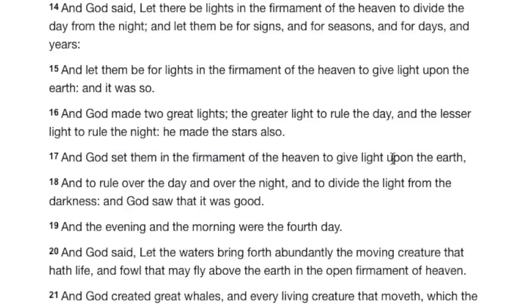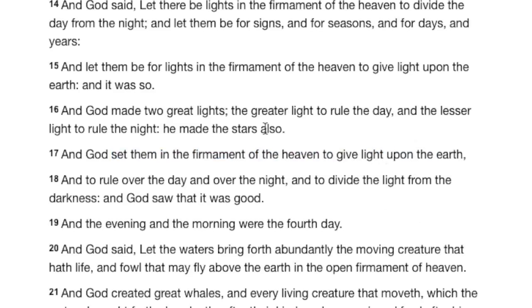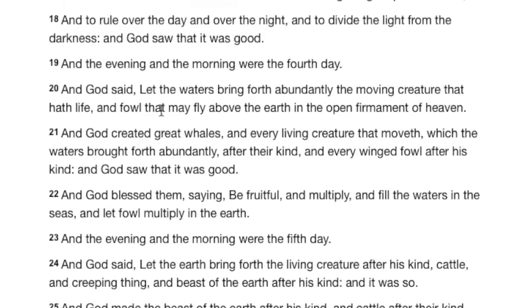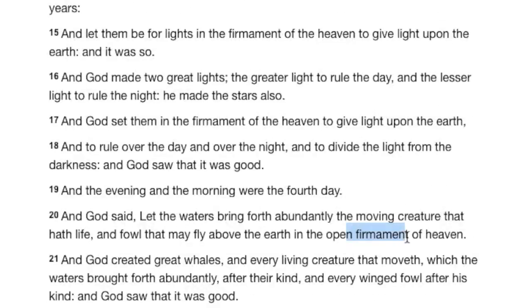He made the stars also. It says somewhere else in the Bible, stars are angels. So these are angels, the host of heaven. And here, look at this. The fowl that fly above the earth, the dry land, they fly above the dry land in where? In the open firmament of heaven. Remember, the firmament is heaven. The open expanse of heaven. The birds fly in heaven.